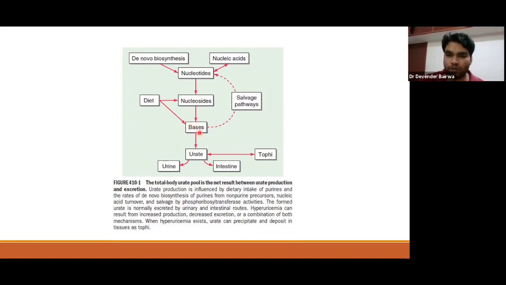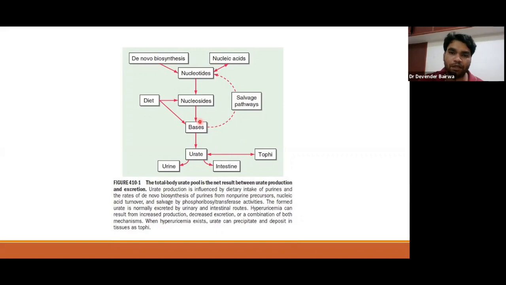So we know that the body has two pathways. One is the de novo biosynthesis pathway. The other is the salvage pathway. In this salvage pathway, as we will see in subsequent slides, these bases can be utilized again, and they can also form their nucleotides. For example, inosine can be used to form inosine monophosphate, then adenosine phosphate. Similarly, guanosine can be used to form guanosine monophosphate, and subsequently they'll be used as nucleotides.